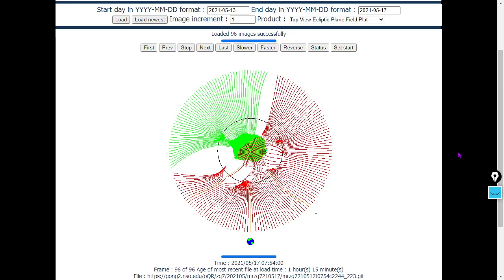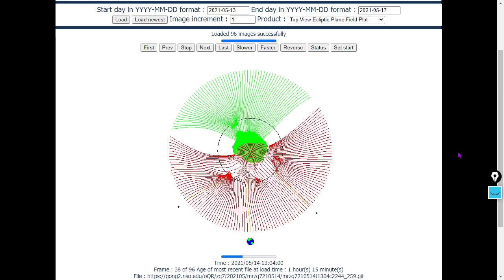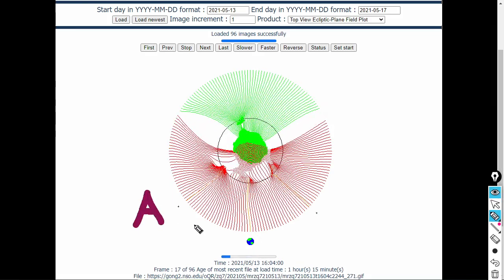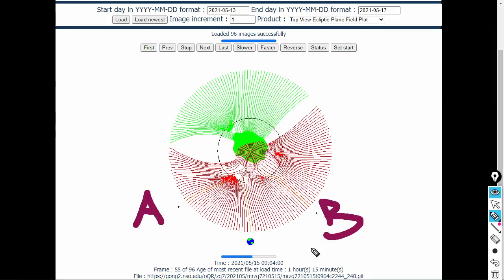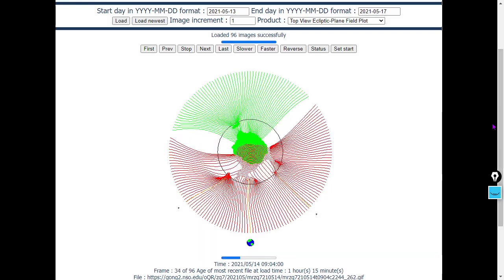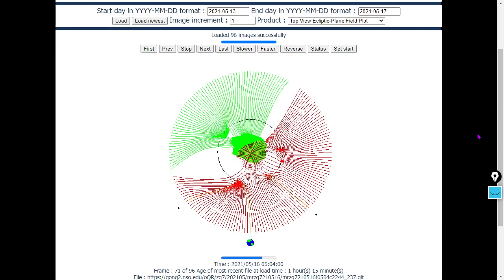Now we're looking at the sun, the heliospheric current sheet. This is STEREO A, this is STEREO B, and Earth is solidly in a south pole-oriented current sheet, the heliospheric current sheet.